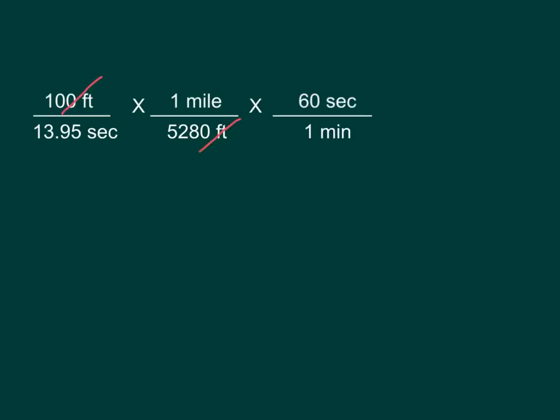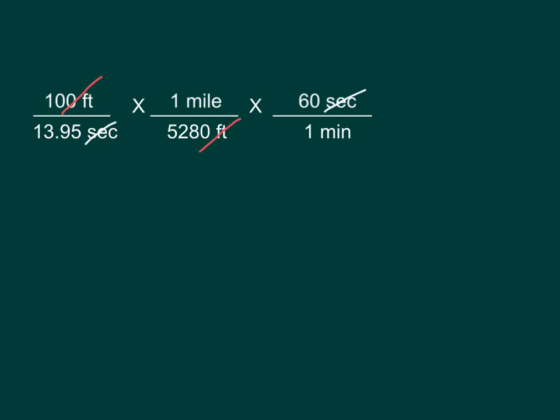Now that we have the feet canceled, notice that we also want to get rid of the seconds over here because we want the tractor speed in miles per hour, not miles per second. So we will add our next conversion factor over here, and notice that we set it up so that the seconds here and here can cancel. Now these seconds are gone, but notice that we have the tractor speed in miles per minute, which is not exactly what we want either.